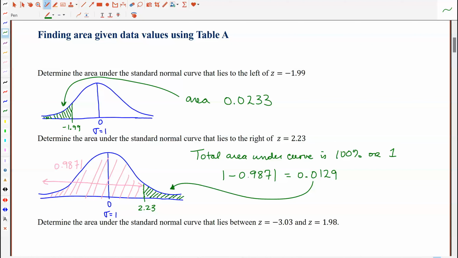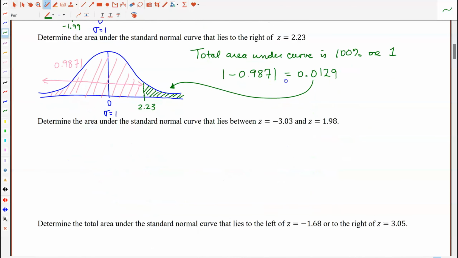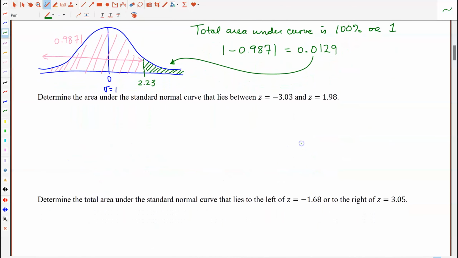So far we've done a problem where we're looking for the area to the left, and then we just now looked at one where we're finding the area to the right. Let's do one where we have to find the area in the center. So for the next one, it says determine the area under the standard normal curve that lies between z is equal to negative 3.03 and z is equal to 1.98. So again, to start, I'm going to sketch a standard normal curve so I can kind of see what's going on here.